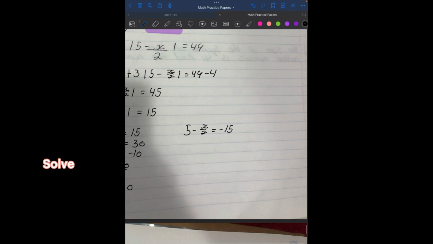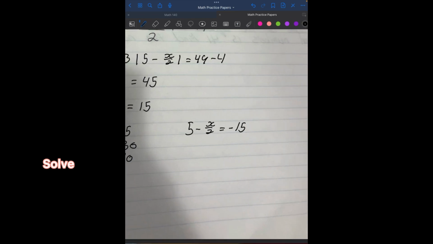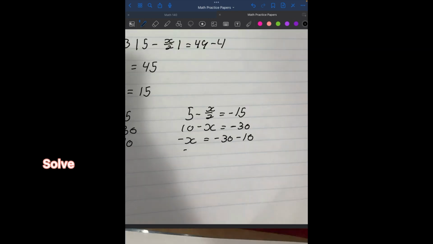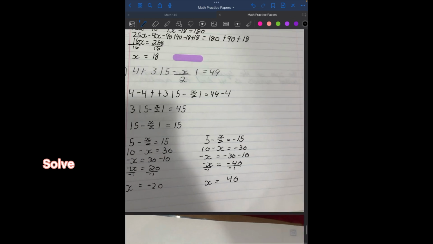So now this side, same thing. Multiply by 2 to get rid of this fraction. So 10 minus x is equal to negative 30. Minus x is equal to negative 30 minus 10. Negative x is equal to negative 40. Divide by negative 1. x is equal to positive 40.